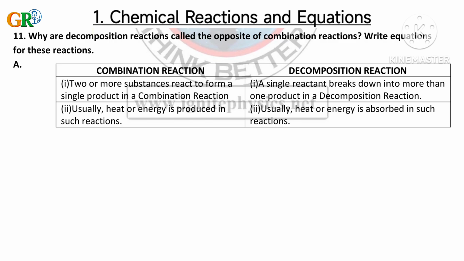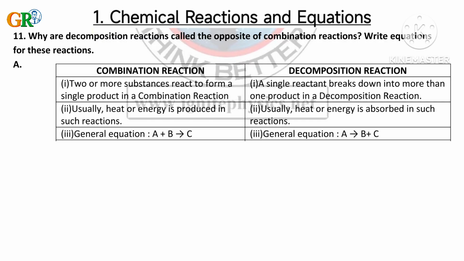Second point, usually heat or energy is produced in combination reactions. Usually heat or energy is absorbed in decomposition reactions. Third point, the general equation for a combination reaction is A + B gives rise to C.